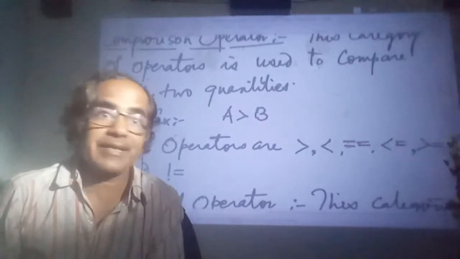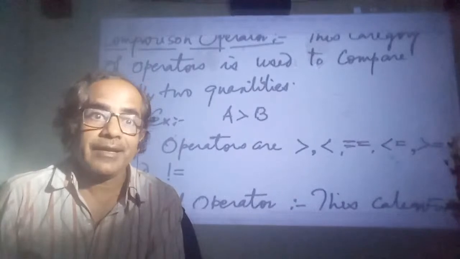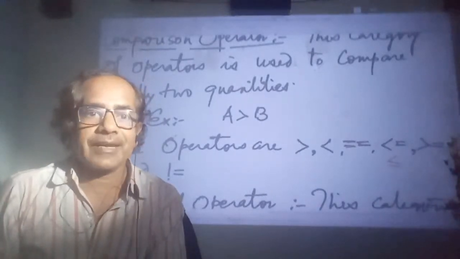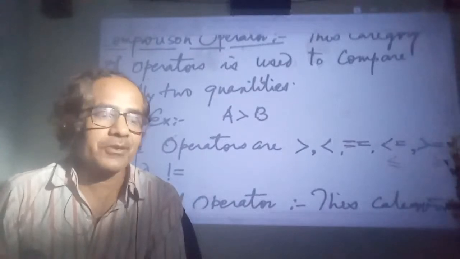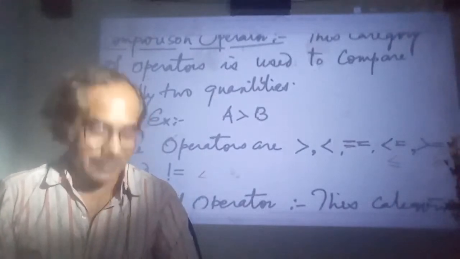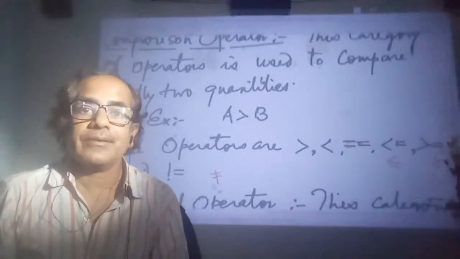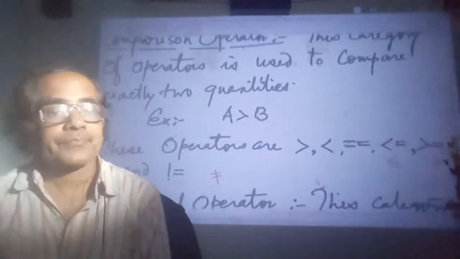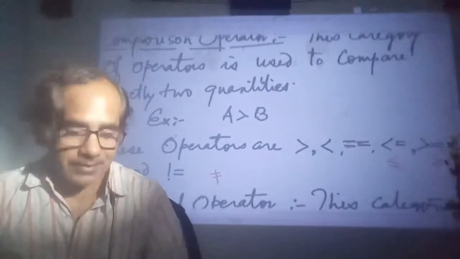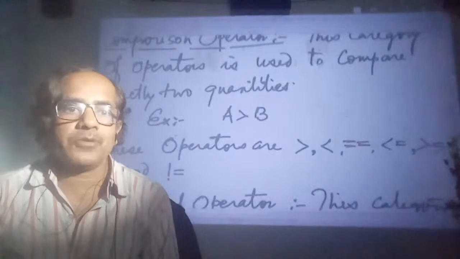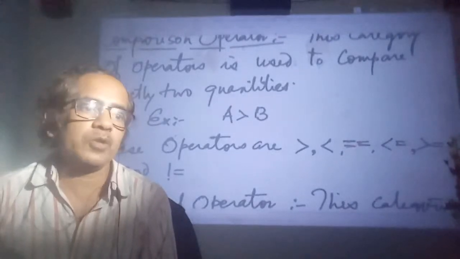See, in mathematics you use this in different way. Like in mathematics you write less than equal to like this, greater than equal to like this, not equal to like this. But in computers, this is not written like this, but they are written like this: less than equal to, greater than equal to, and double equal to, and not equal to.